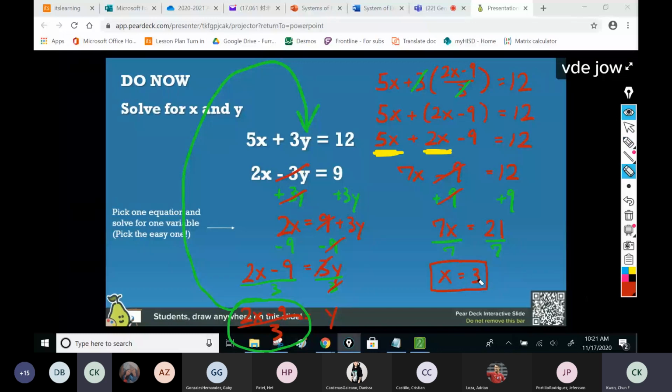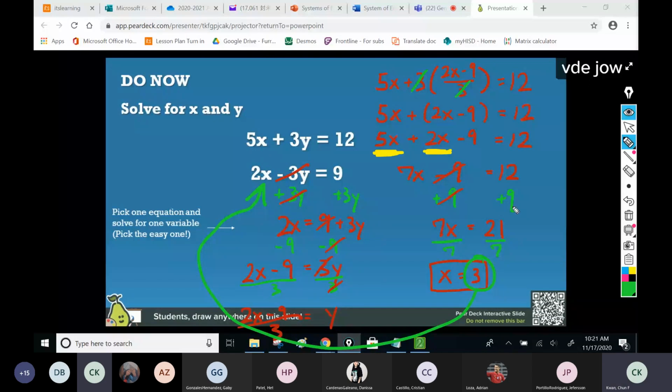And once you figure out that x is 3, we are going to use that, all right? We will use that 3, x equals 3. We're going to take it and plug it back into either equation. Doesn't matter which one, all right? You can plug it back into either equation. So how about we plug it back into right here?